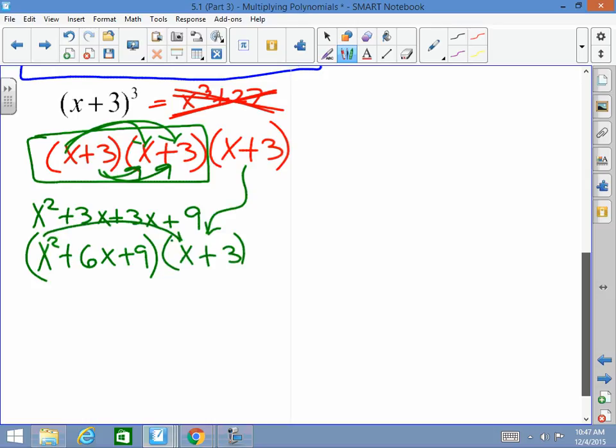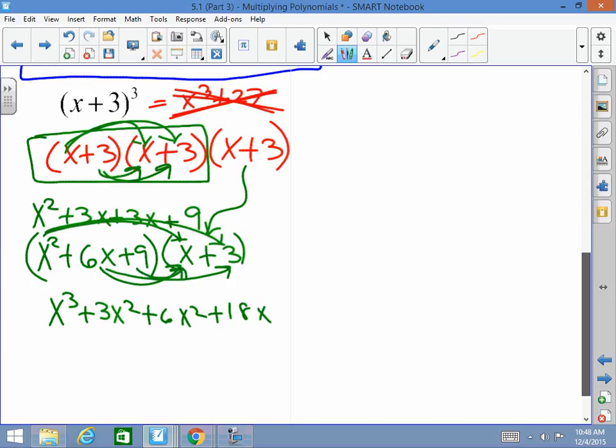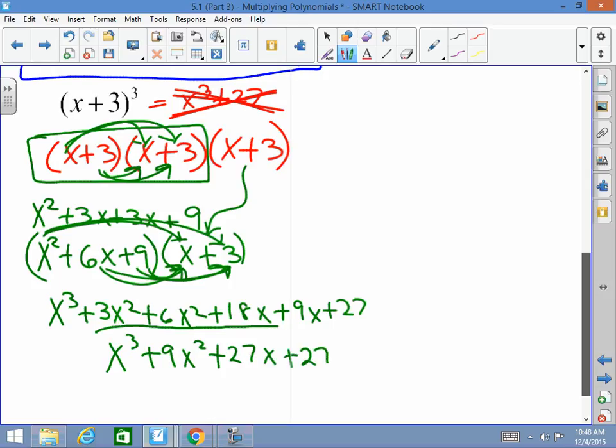Now drop this down times your x plus 3. Now x squared times x is x cubed. X squared times 3 is 3x squared. 6x times x is 6x squared. 6x times 3 is 18x. Then 9 times x is 9x. And 9 times 3 is 27. So now combine like terms: x cubed plus 9x squared plus 27x plus 27. And that is my answer, my brothers.